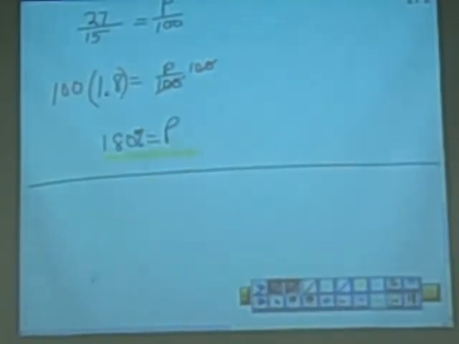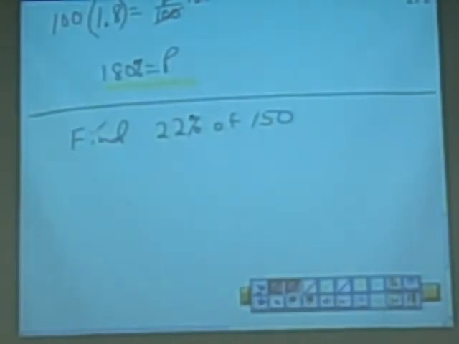And one more. But if we want to find 22% of 150. Okay, we said find is the same thing as what is. So in this case, this would be like saying amount equals our percent of 150, our base.